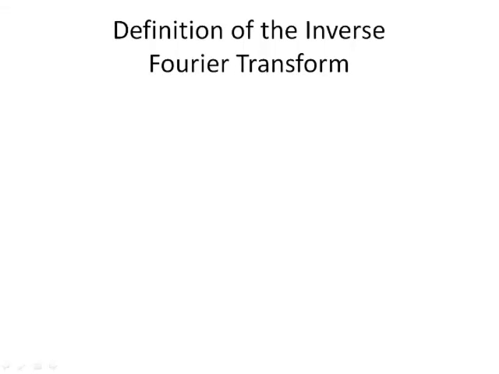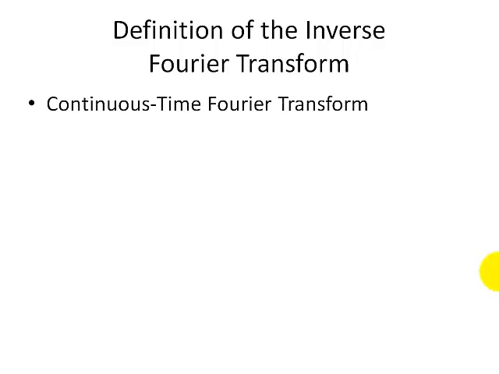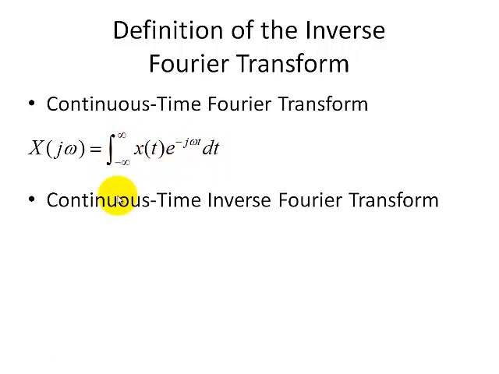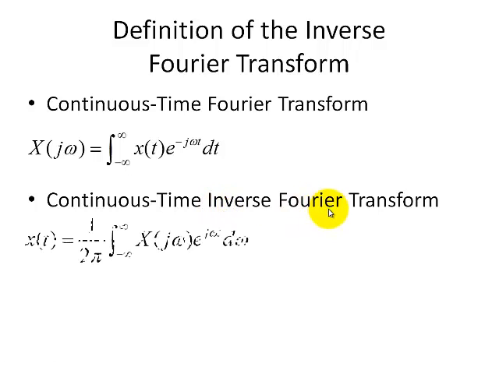As a way of review, let me give you the definition of both the Fourier transform and the inverse Fourier transform. We'll start off with the continuous time Fourier transform, which is given mathematically as X(jω) equal to x(t) times e^(-jωt), integrating with respect to time going from minus infinity to infinity. The continuous time inverse Fourier transform is given as 1 over 2π multiplied by the integration going from minus infinity to infinity, where the integrand is X(jω) e^(positive jωt) dω.